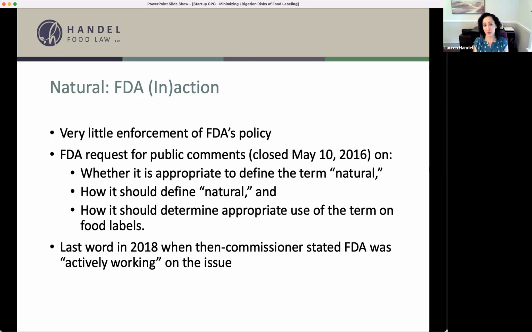And it asked people to tell the agency if it's appropriate to even define the term natural, how it could define natural, and how it should determine the appropriate use of the term on food labels. And in 2018, the commissioner at the time said that FDA was actively working on the issue, but there's been radio silence since then. So no one knows if or when FDA will actually do something about this.